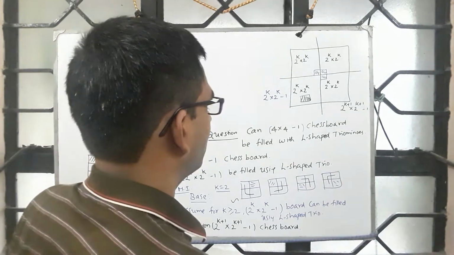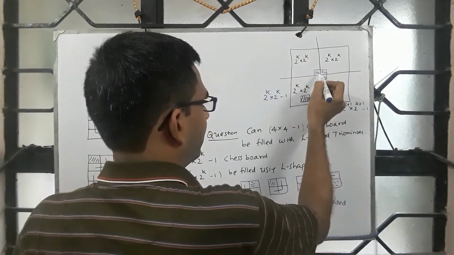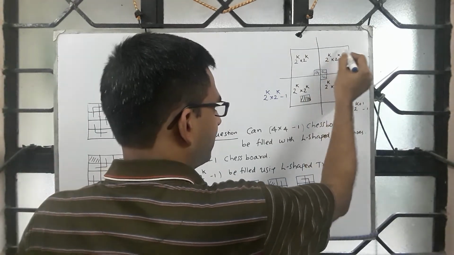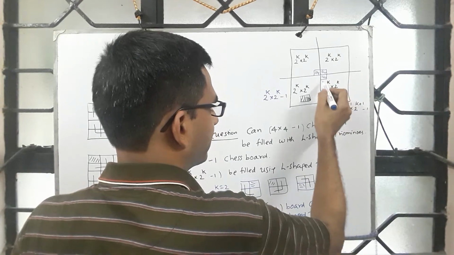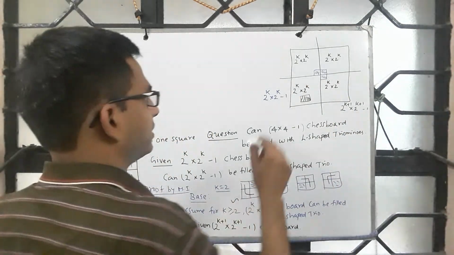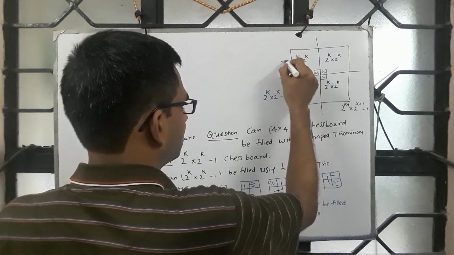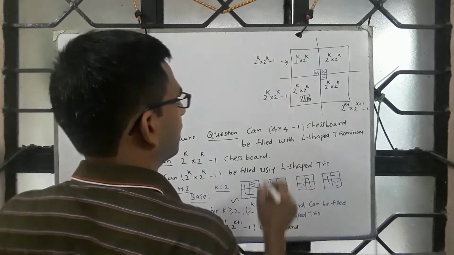Fine. Now look at this. Now this is 2^k cross 2^k minus 1. Again this one is 2^k cross 2^k minus 1. Again this is 2^k cross 2^k minus 1. Now by the induction hypothesis, each of these is also 2^k cross 2^k minus 1.